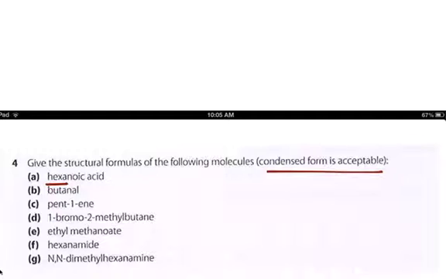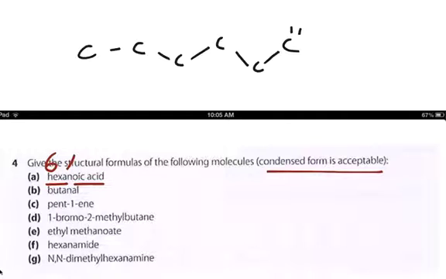So hexanoic acid. So hex means 6, an means singly bonded, and oic means it's a carboxylic acid group. So 1, 2, 3, 4, 5, 6 carbons, all singly bonded, and oic acid means there's a carboxylic acid group on the end, and I'll make that. And then one thing is we can't leave our carbon chains like this, not at IB anyway.